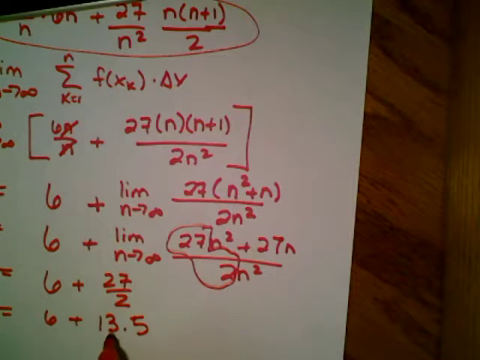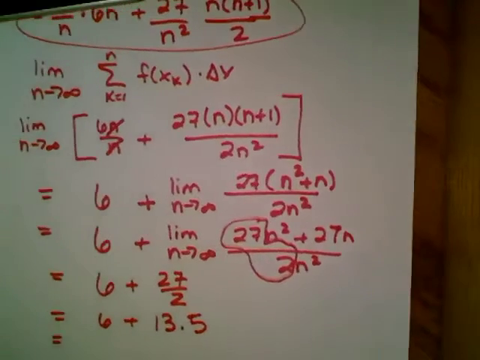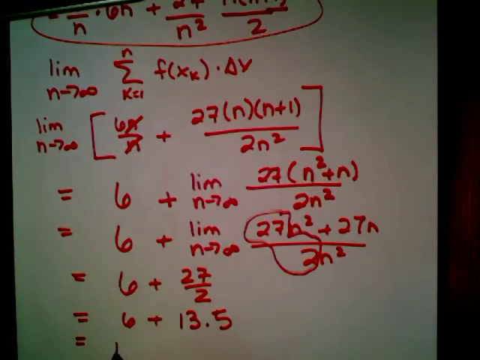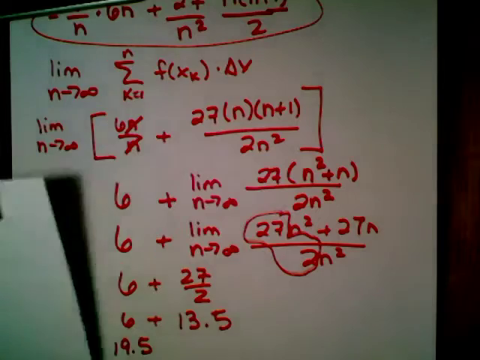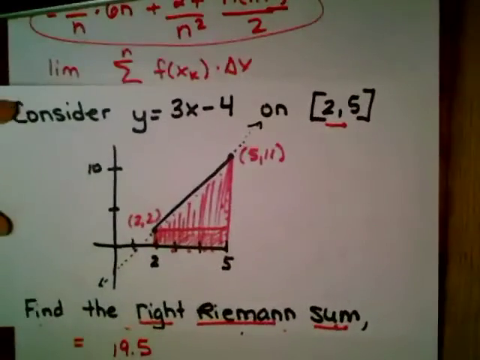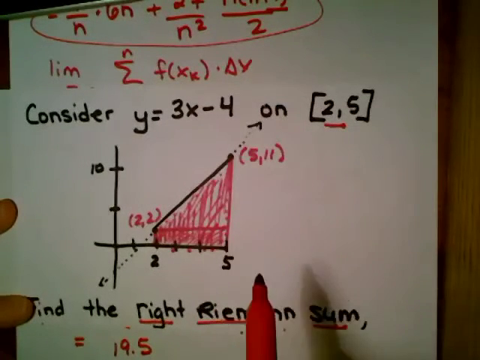And we have a closed form. Let's make sure I did that. Yes, 27 over 2 is 13.5. Let me get that back on the screen there. And so our final answer should be the exact area of this trapezoid.